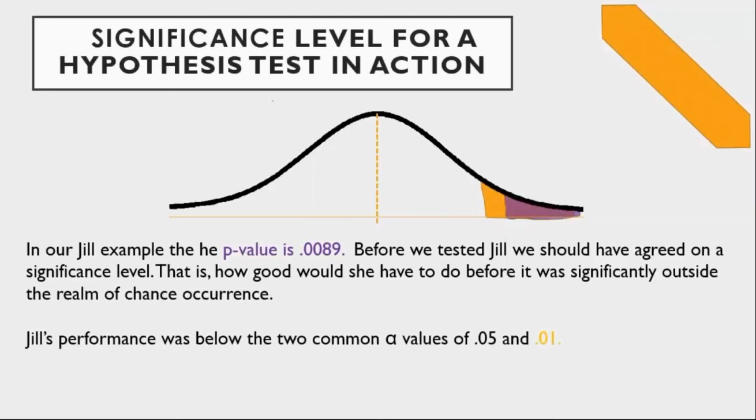So in our example, in purple here, you'll see our p-value represented on our picture. You can see it is the 0.0089. I've shaded about 0.9% of the area under this curve, purple. But before we did the experiment with Jill, we should have made this agreement on the significance level, right? What does she need to do to prove to us that she's reading our minds? Well, here you can see that her performance, again, is below those two standard values. If I shade the area under the curve in yellow, it's kind of layered on top there, but we'll see that there is more yellow than purple, right?